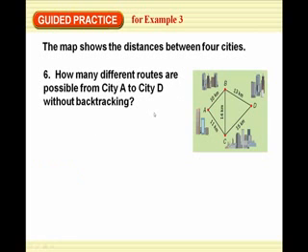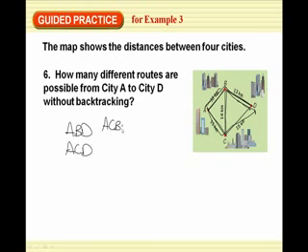So from A to D, you can go this way. You can go A, B, D. So A, B, D, you can take that path. You can go A, C, D. You can go A, C, B, D. I don't know if I would, but you could go A, B, C, D.